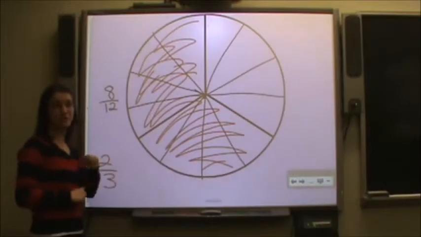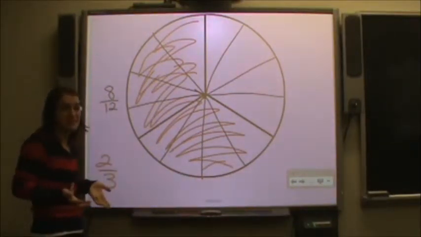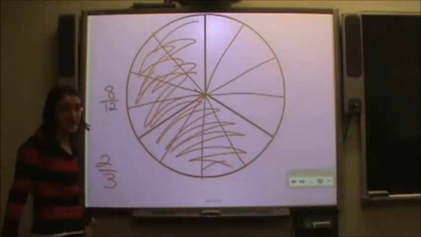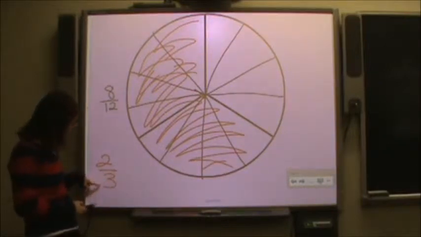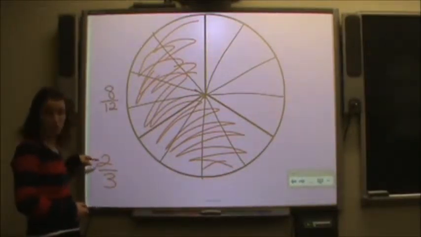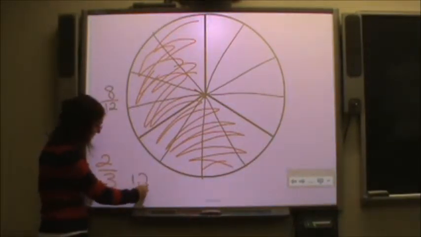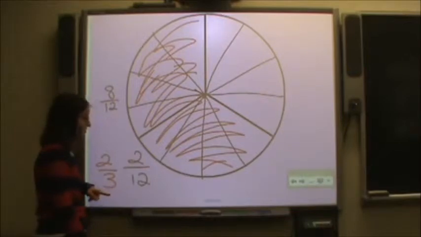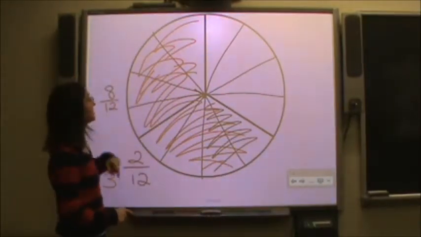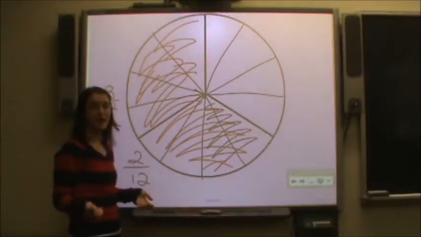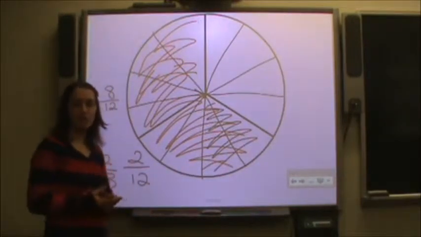2/3 also represents how much is colored. It's just sharing a different number of pieces, but the pieces in the end are the same size. It's just how many pieces it's broken up into. But as you noticed, the denominator changed, so did the numerator. Because if I said, okay, it's out of 12 now, okay, 2/12, that would only be this. That's not the same as what I colored. So you have to change both the numerator and the denominator to make equivalent fractions. And I'll teach you how to change those.